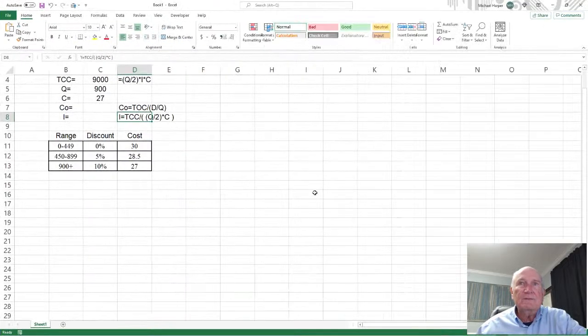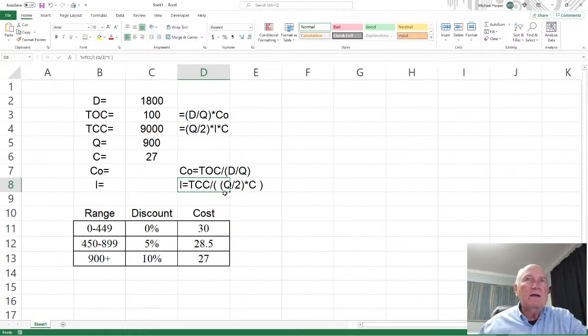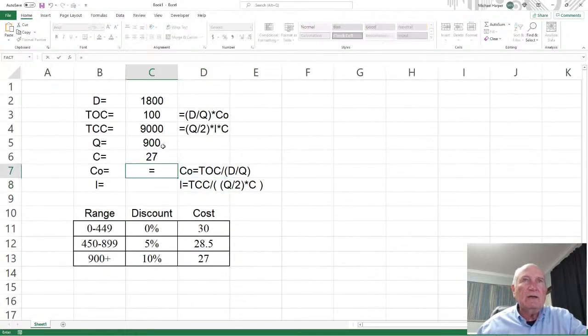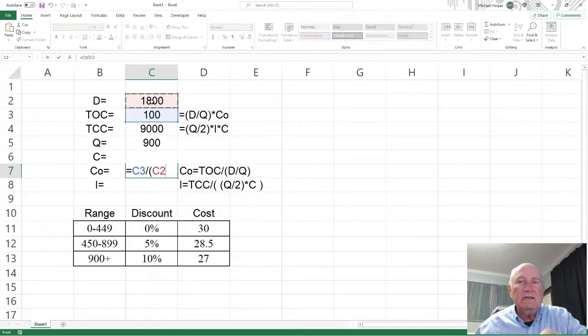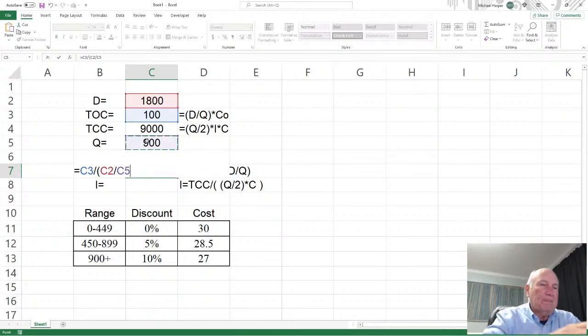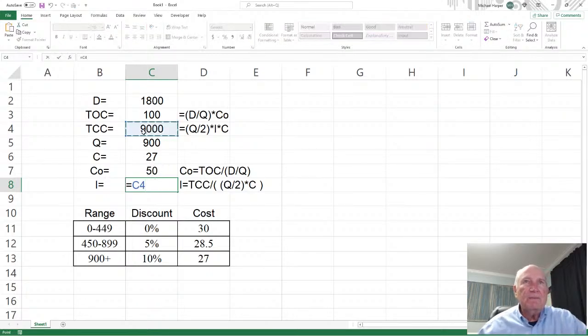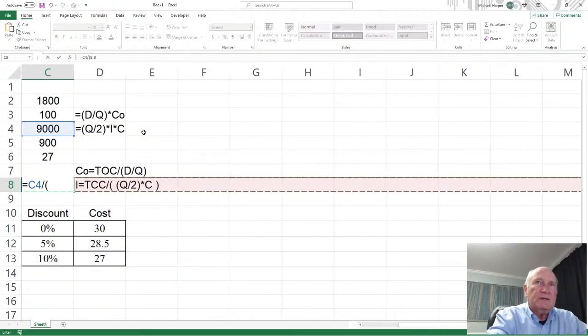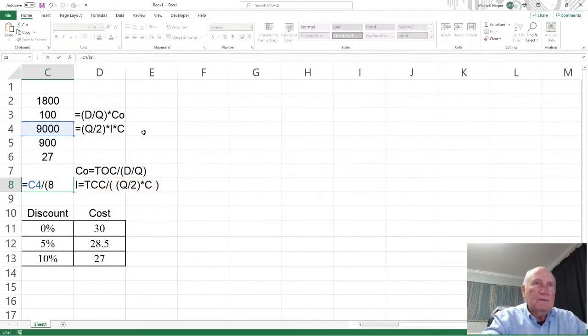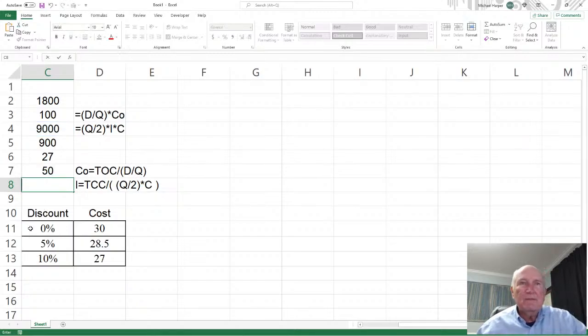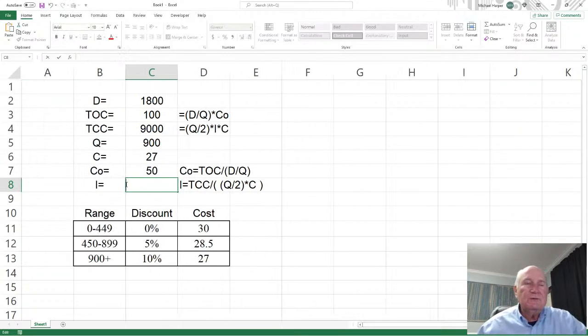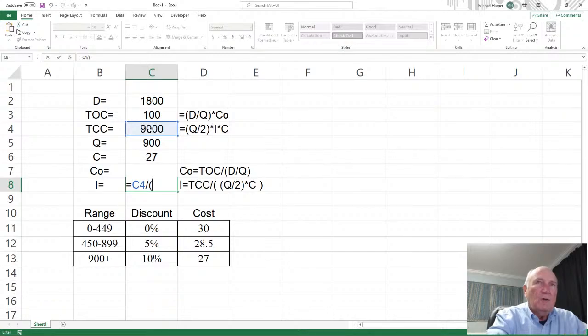Okay, so let's calculate it. Enlarge this, make this a little bigger. Let's solve C sub O. That equals TOC divided by open parenthesis D divided by Q, and that's going to be 50. Now this is going to equal TCC, which is right here, divided by open parenthesis. Let's do this again, I hit the wrong button there.